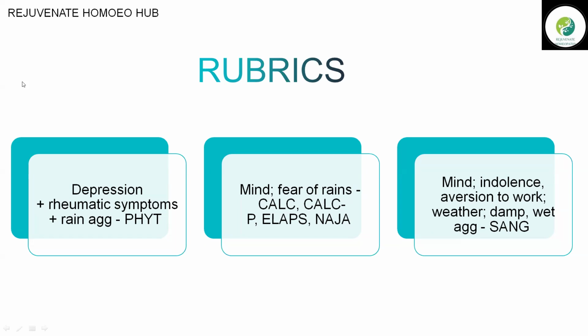Right. Next rubric. Mind, indolence, aversion to work, weather, damp, wet, aggravation. The remedy is Sanguinaria. Here you see, many patients will tell, doctor, due to this rainy weather I am not able to concentrate on my work. I feel very lazy, very dull. I don't like this weather. Due to this weather, I did not go to the office for one week. I have no mood of going to the office at all. That is Sanguinaria canadensis. That is the rubric, mind indolence, aversion to work with damp weather aggravation. The only remedy is Sanguinaria canadensis.